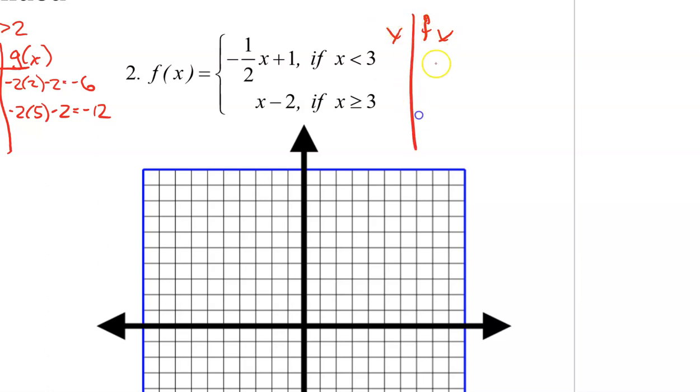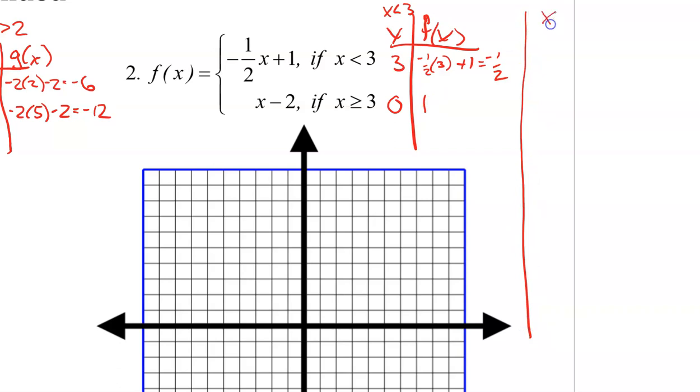So x and f of x, we're going to draw our t-chart. We'll do it first for x less than 3. So we'll put 3 for our x. We'll have negative 1/2 times 3 plus 1. Negative 1/2 times 3 is negative 3/2, or negative 1.5. Plus 1 is negative 1/2. We need another number less than 3. How about a nice round number like 0? So I'll put in 0 for x. Negative 1/2 times 0 is 0, plus 1 is 1.